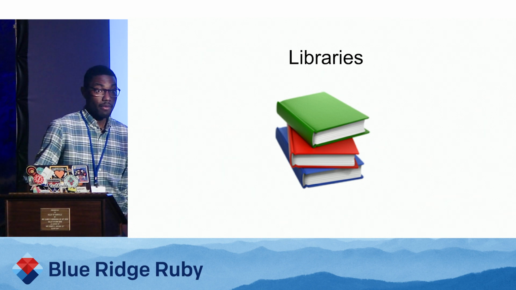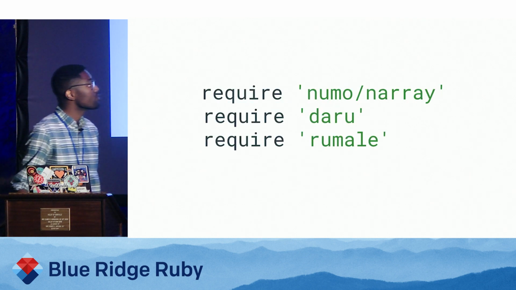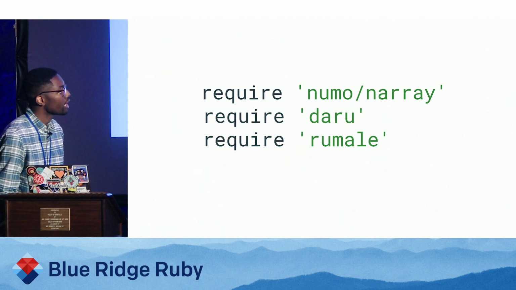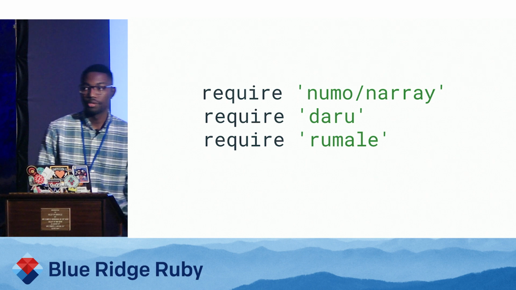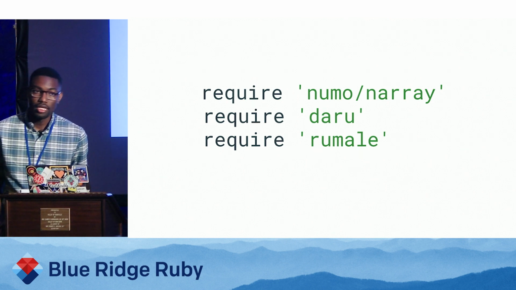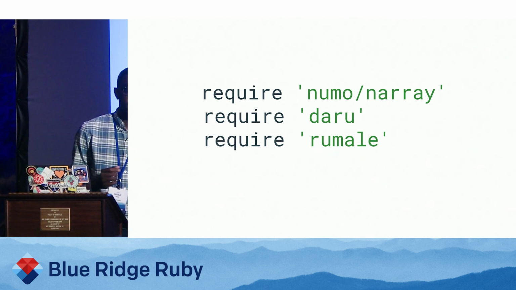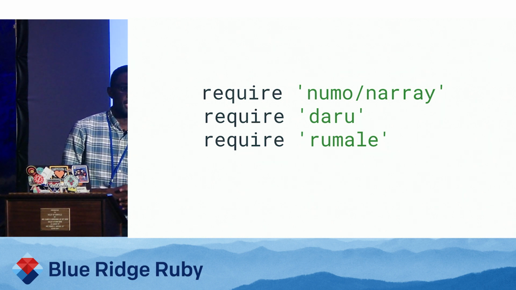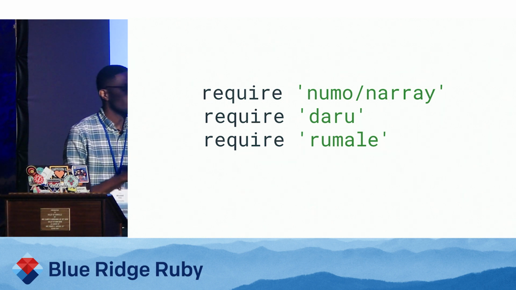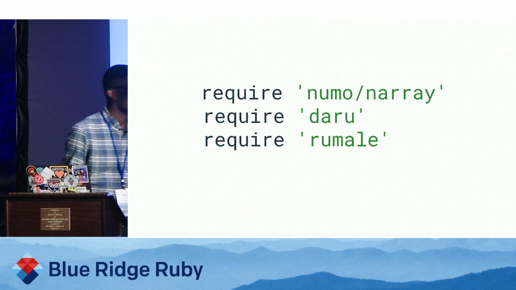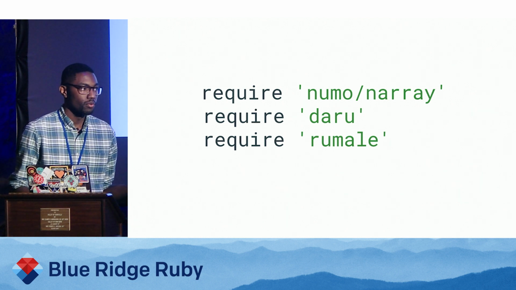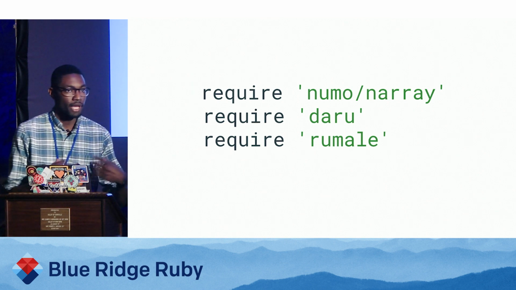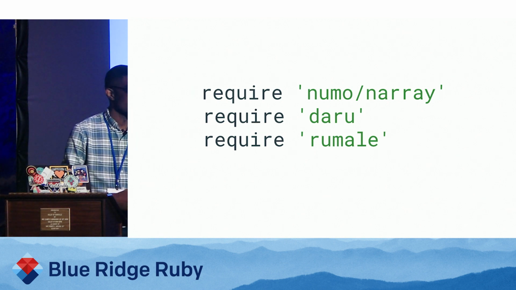Next, we're going to talk about libraries. I used 3 libraries to do this project. I used Numo NArray, I used Daru, and I used Rumale. Numo NArray is an n-dimensional array library. When you're building your model, you put your data in this data structure and pass it to your model, and it will build your model.